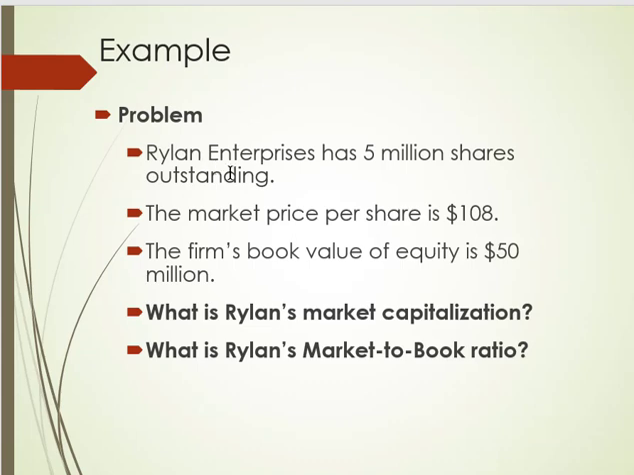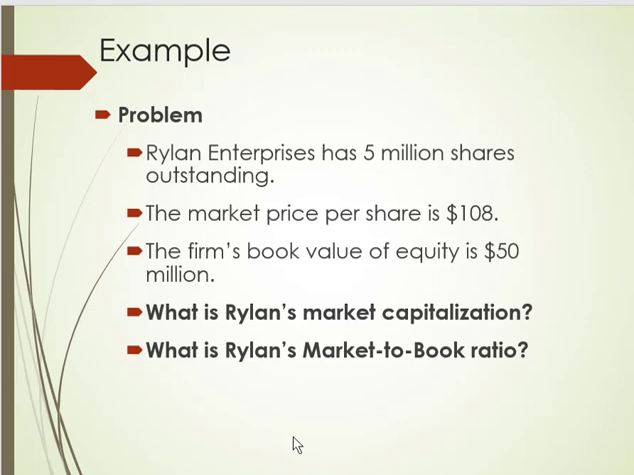So here we have an example real quick. Ryland's has 5 million shares, stock price is 108, book value is 50 million. So what's its capitalization? 5 million shares times the stock price of 108 makes it 540 million. And then if you divide the capitalization by the book value, we end up with 10.8 as the market to book value ratio.